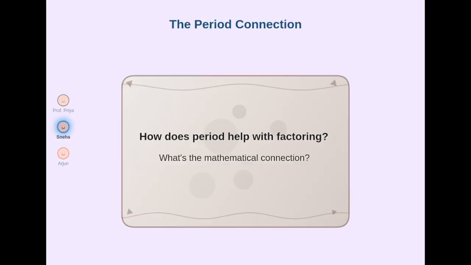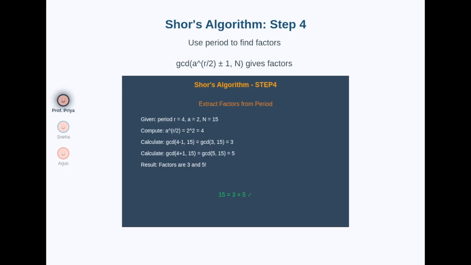Professor, I understand we find the period, but how does knowing the period help us actually find the factors of n? Great question, Sneha. Step 4. Once we have the period r, we can compute the greatest common divisor of a to the power of r by 2 plus or minus 1 with n. This mathematical relationship gives us the factors.